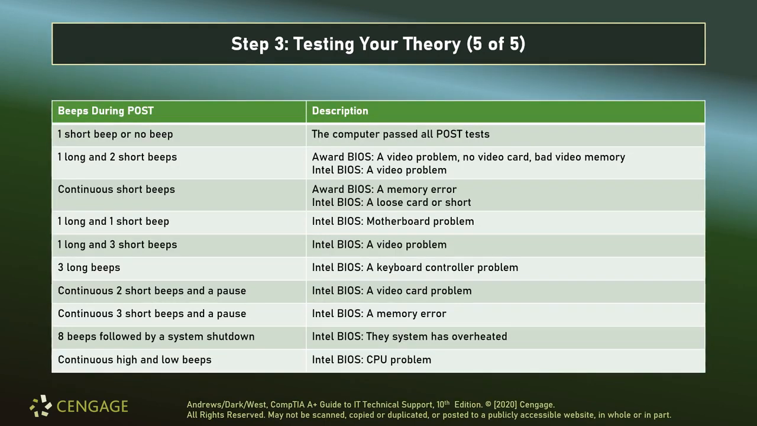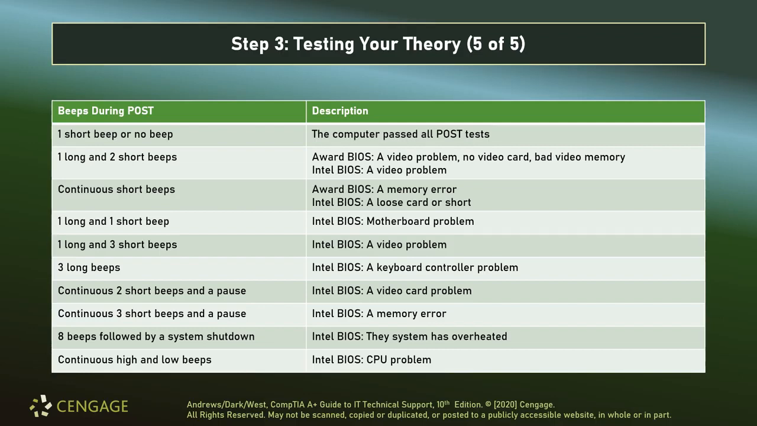Here are some examples of different POST codes that you might experience. You'll notice that some of them say Award BIOS as well as Intel BIOS. Award is the same company that does, like, Phoenix BIOS. It's the AMD stuff you traditionally see. Intel BIOS is going to be obviously the Intel processor.